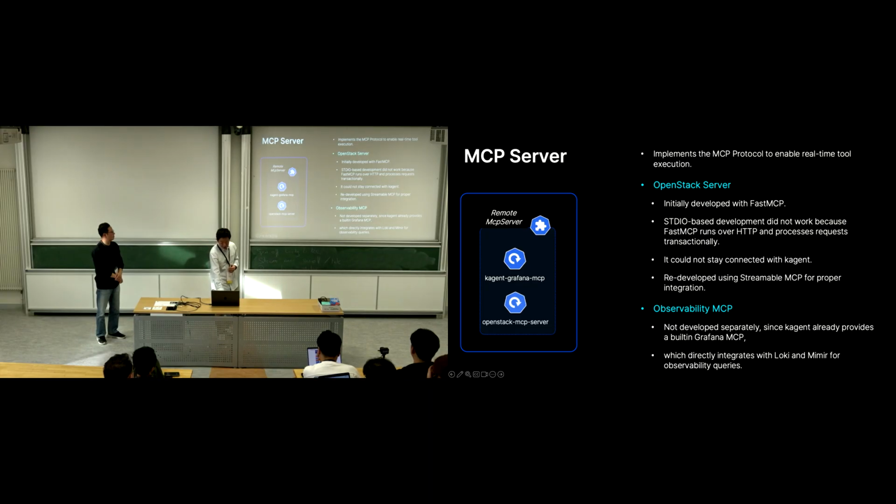On the other hand, we didn't need to develop a separate MCP server for observability. K-agent already includes a built-in Grafana MCP, which directly integrates with Mimir, Loki, and Tempo as data sources. Through this built-in Grafana MCP, the observability agent can run monitoring queries in real time, collecting metrics, logs, and traces, and feed them back into the reasoning loop for AI-driven analysis.